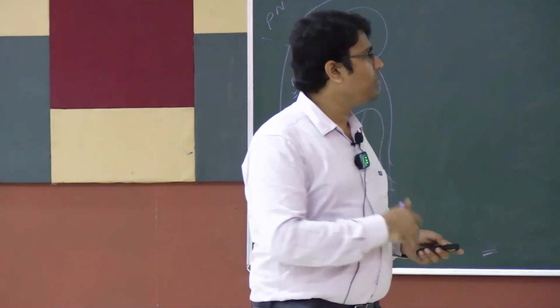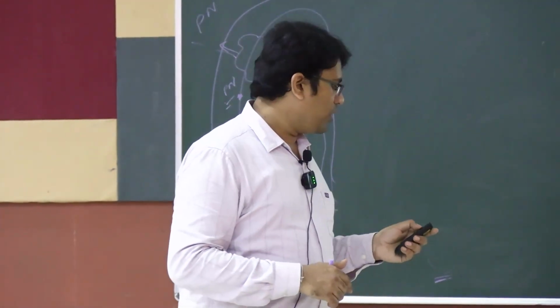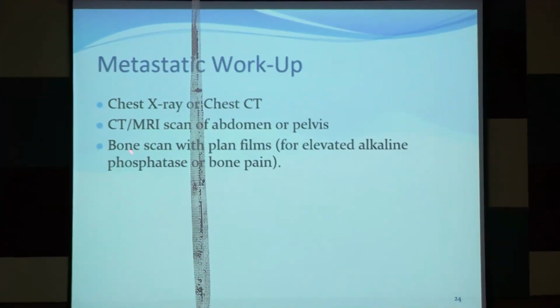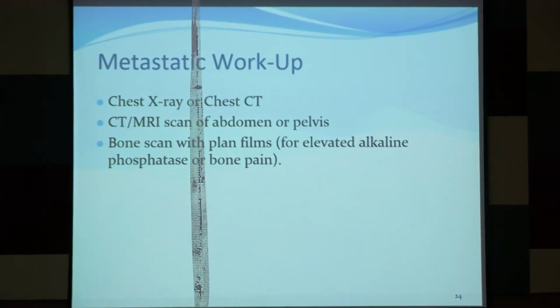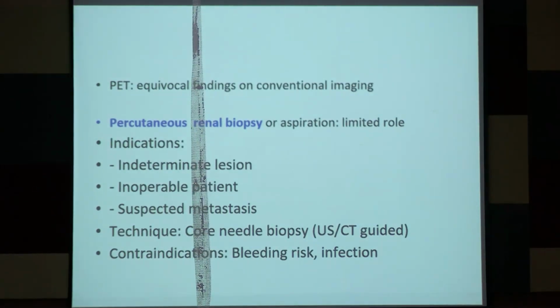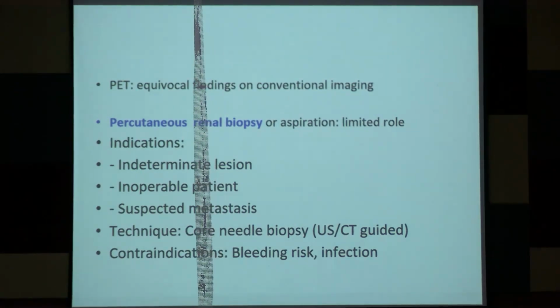Okay? So whenever you are having any of these conditions, you have to confirm it. So basically chest you have to look at because lungs are the most common. Bone scans you have to look at according to the symptoms of the patients. PET scan, as I said, is not conventionally done particularly for the renal tumors, but for the prostate tumors it is to be done. What about the renal biopsies?